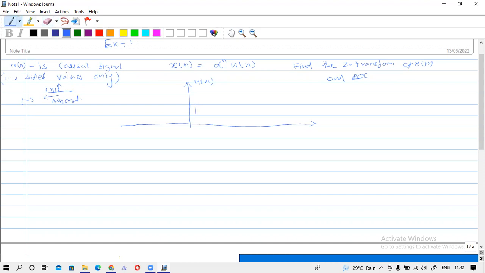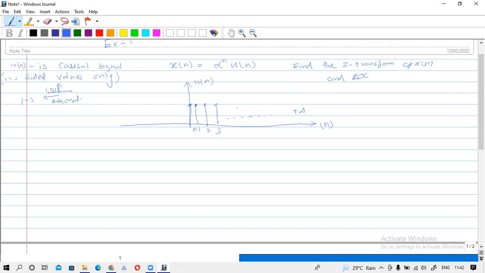So you know that u[n] is somewhat like this. We have the first sample here at 0, then 1, 2, third, and so on up to infinity. So this is u[n].